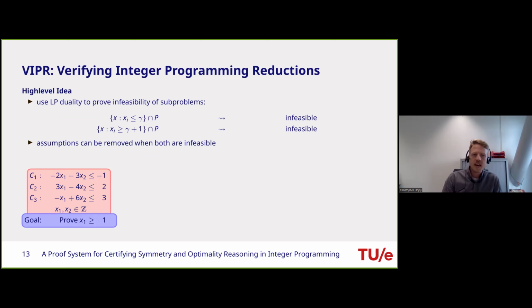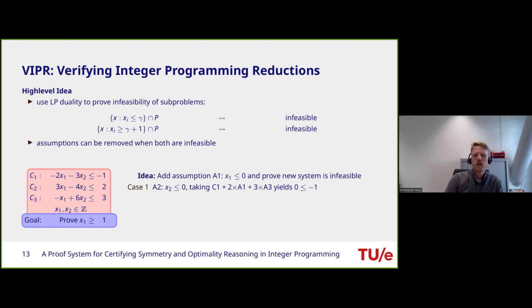Let's consider an example to illustrate this. So suppose I want to prove that for this toy example in the red box, x1 is at least 1, no matter which feasible solution I select. Then let's assume that the contrary was the case. So I add an assumption that x1 is at most 0. Then I want to branch on the variable x2. And I also make here a case distinction by assuming that x2 is at most 0 or at least 1.